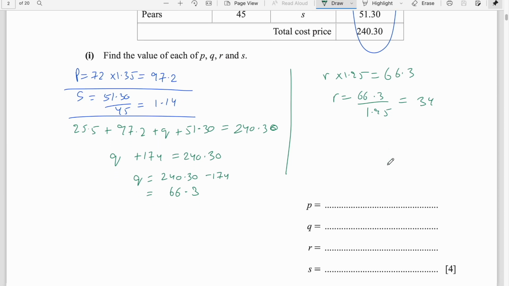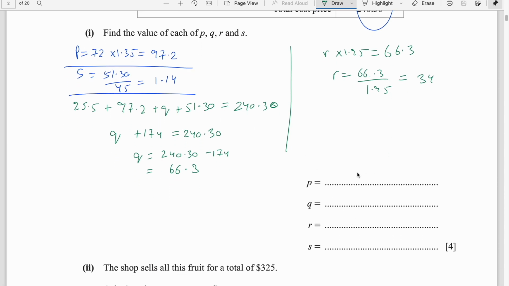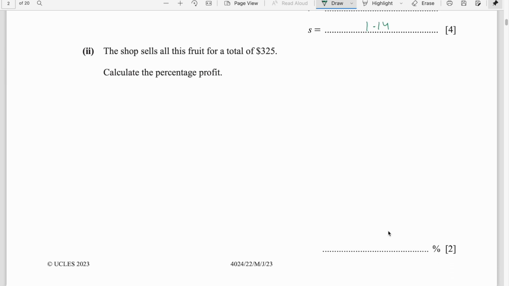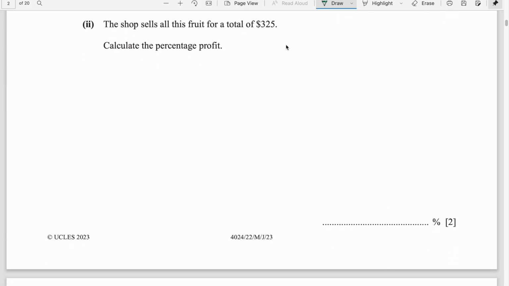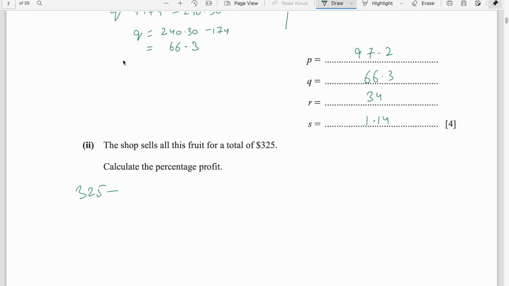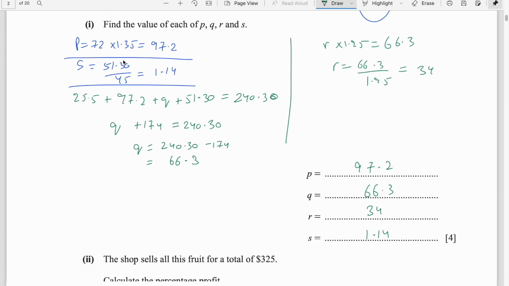Now finally just sum up these values. P is 97.2, Q is 66.3, R is 34, and S is 1.14. The shop sells all the fruits for a total of 325. Calculate the percentage profit. He's selling at 325 and he bought that at 240.3.